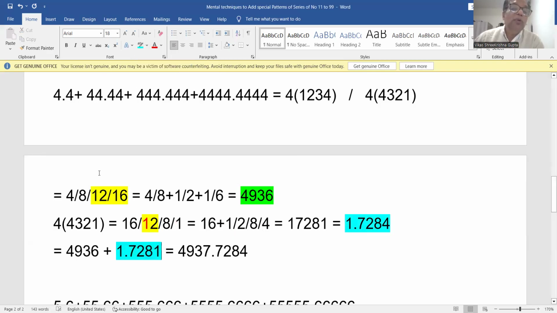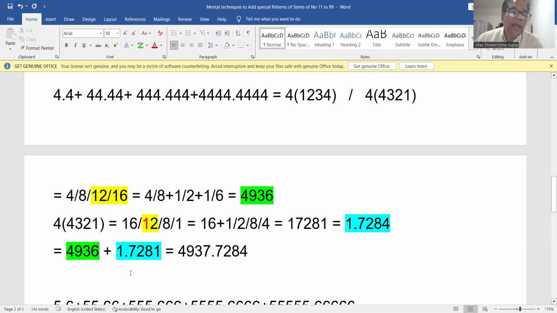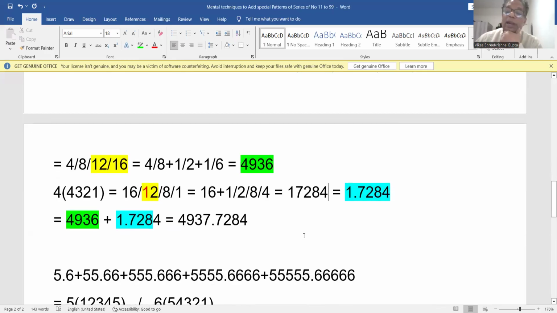And then I have to add both these numbers. It means I am doing the question in 2 parts: the decimal part separately and the integral part separately. And then I add 1 to this. I get 4937.7284. Sorry, I have written 1, it should be 4. So there was a mistake. Okay. So in this way, you can add this question.